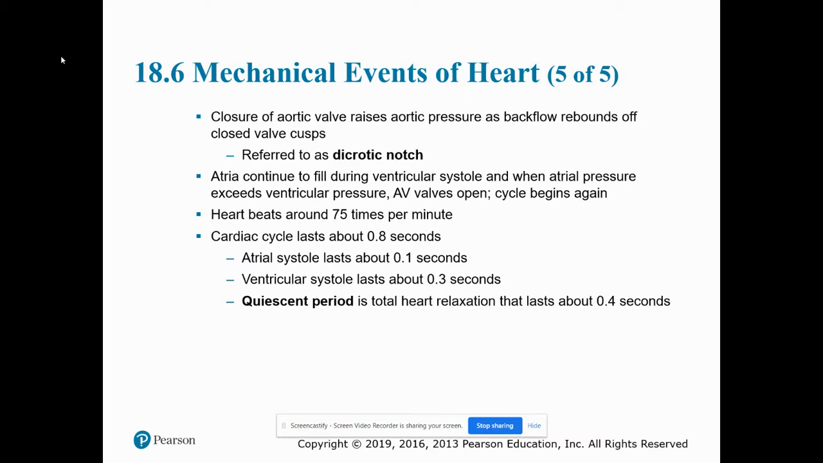The heart beats around 75 times per minute. The cardiac cycle lasts about 0.8 seconds. So of this 0.8 seconds, 0.1 seconds is atrial systole, 0.3 seconds is ventricular systole, and then 0.4 seconds is a quiescent period, and this is total heart relaxation.